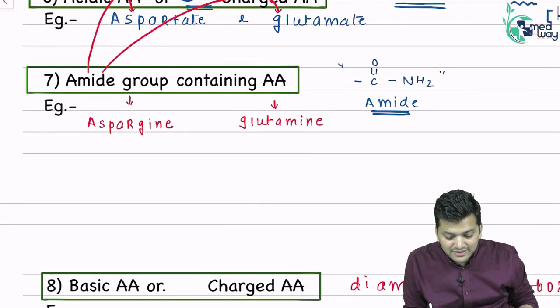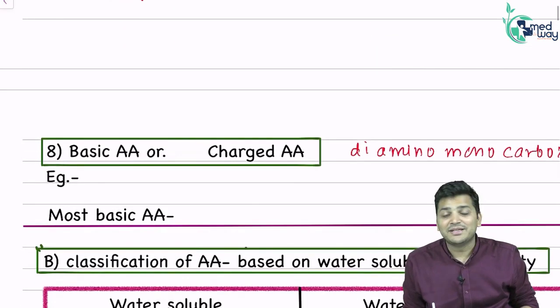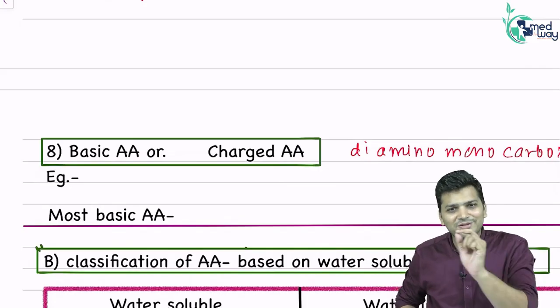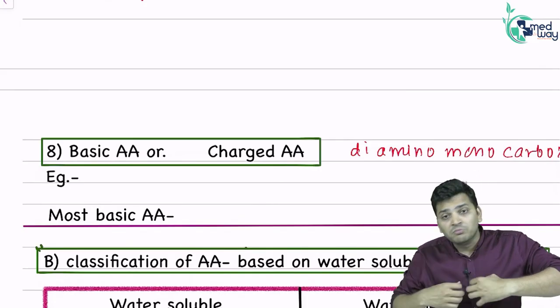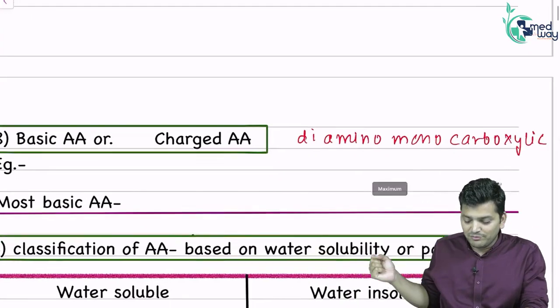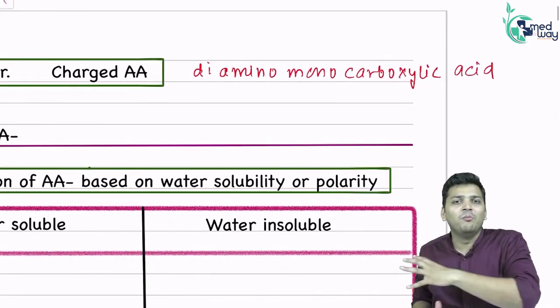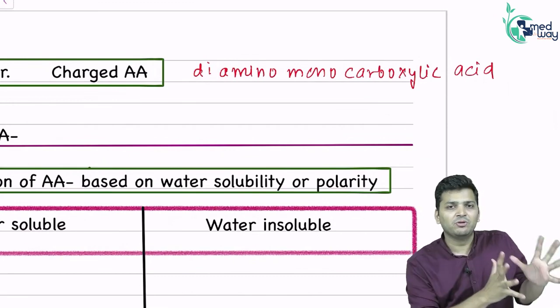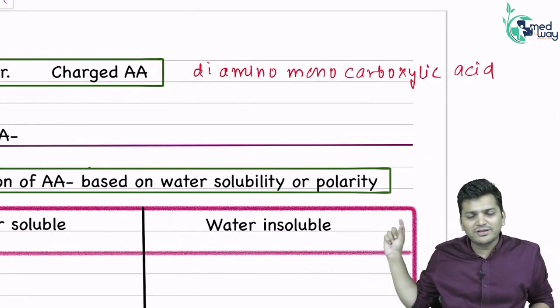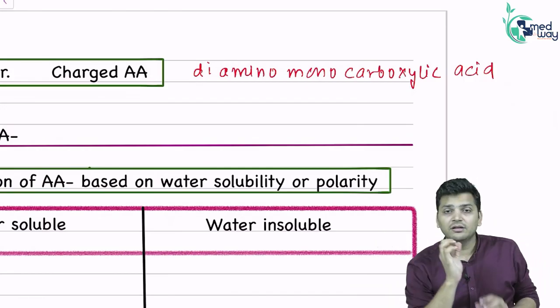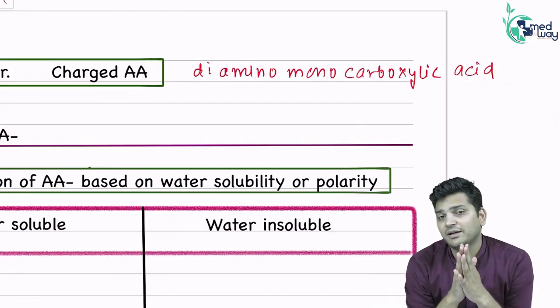The next is the basic amino acid. Normally the amino acid is monoamino, monoacidic. But if I say basic amino acid, it means there is more amino group, right? So it will also be called diamino monoacidic. Diamino means the amino group is more, and amino is the basic group, right? And acid is acid. So monoacidic but diamino. These are called the basic amino acids.